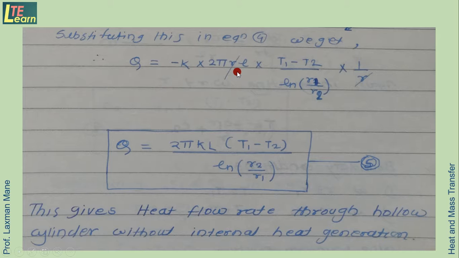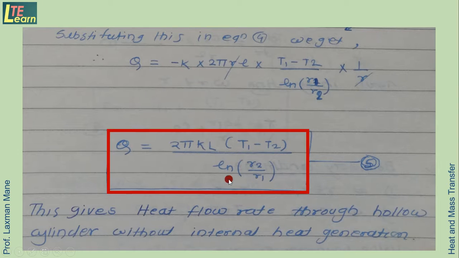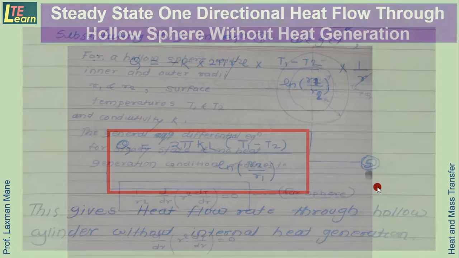So cancellation of radius r and remaining terms, and this minus sign and this minus sign get cancelled. So here we find 2 pi kl (T1 minus T2) upon ln(R2 by R1). Now this equation is the heat flow rate through a hollow cylinder without internal heat generation. That is the second form for the hollow pipe or cylinder.